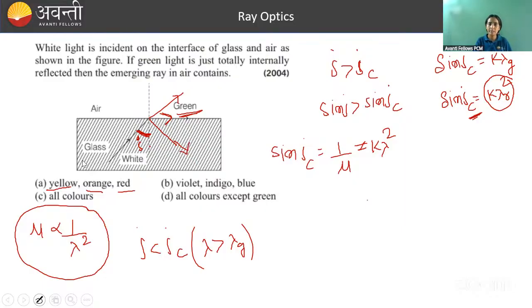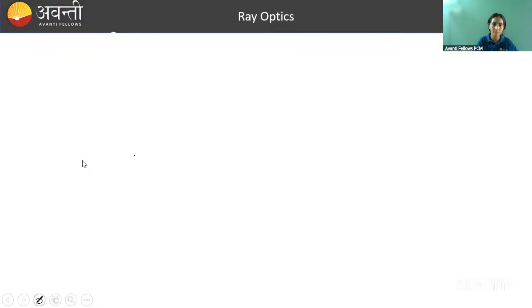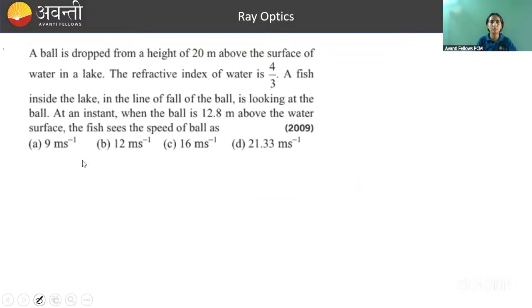ठीक है. सो ऐसे भी याद कर लो, क्रिटिकल एंगल सबसे ज्यादा किसके लिए होगा? इट विल बी ग्रेटेस्ट फॉर द रेड लाइट. So if red light is suffering total internal reflection, all light will go, all light will totally internally reflect. Simple. And if this is critical angle for violet light, then all other longer wavelengths will simply go out in the emergent range. ठीक है. तो शॉर्ट में इसको याद रखो. Yeah, now let's do this question.